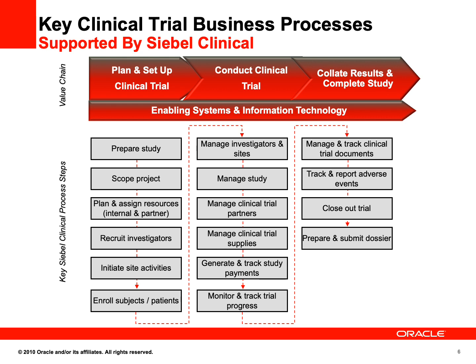When we talk about CTMS, there are a lot of processes that are either enabled directly or facilitated through the use of the CTMS. We're looking up in the value chain area up top here, from the planning and setting up of the trial, through the conduct of the trial, and through the collation of the results and completion of the study. Down below, you'll get a picture of some of the processes that are facilitated and sometimes provided directly through the CTMS. We won't go through each of these particular boxes or items, but just to give you a quick idea.